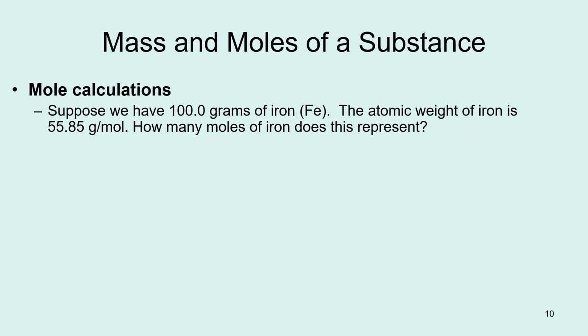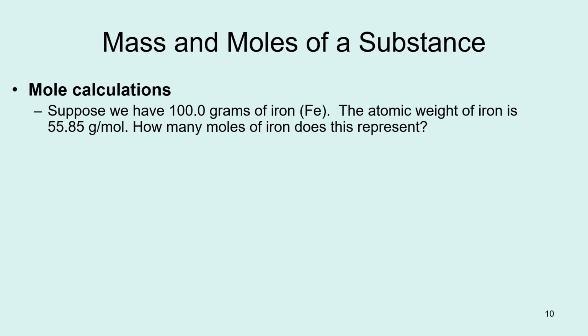So let's say we have 100 grams of iron, something we can easily measure in the lab, but we want to know what that means in terms of moles. How many moles is that? So we know the atomic weight or the atomic mass of iron is 55.85. Where did I get that? I got that from the periodic table, 55.85. So how many moles of iron is this?